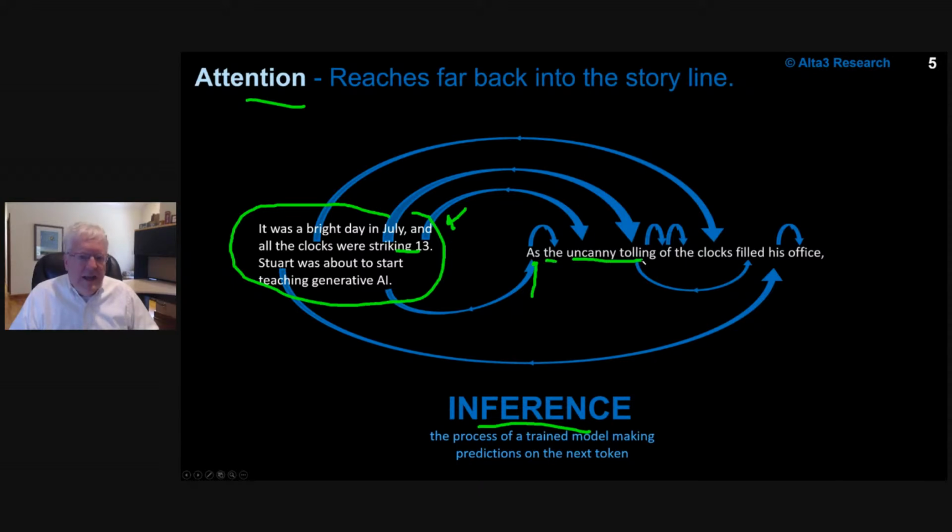And the uncanny tolling unquestionably was selected because striking 13 is uncanny. Clocks don't normally do that. And I just paint it back through, as you could see that the selection of each one of these tokens was based on what was fed in, including what just actually was produced by the inference engine.